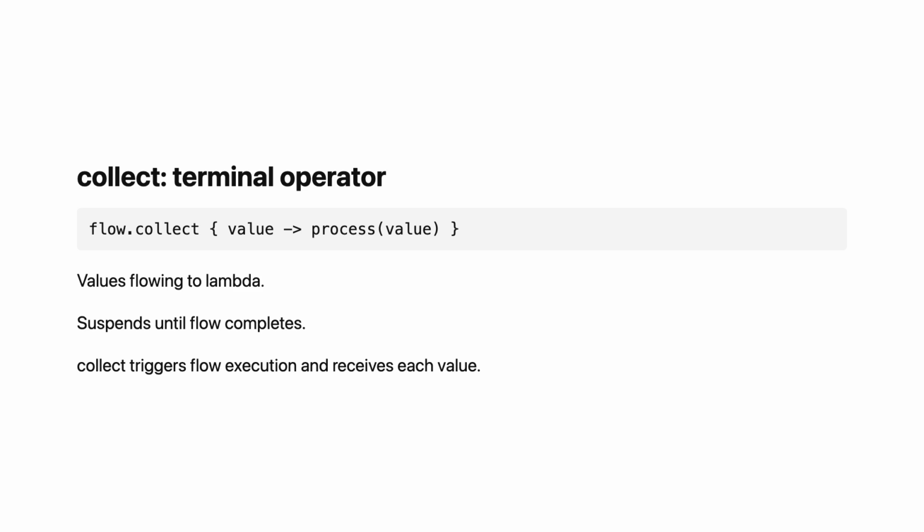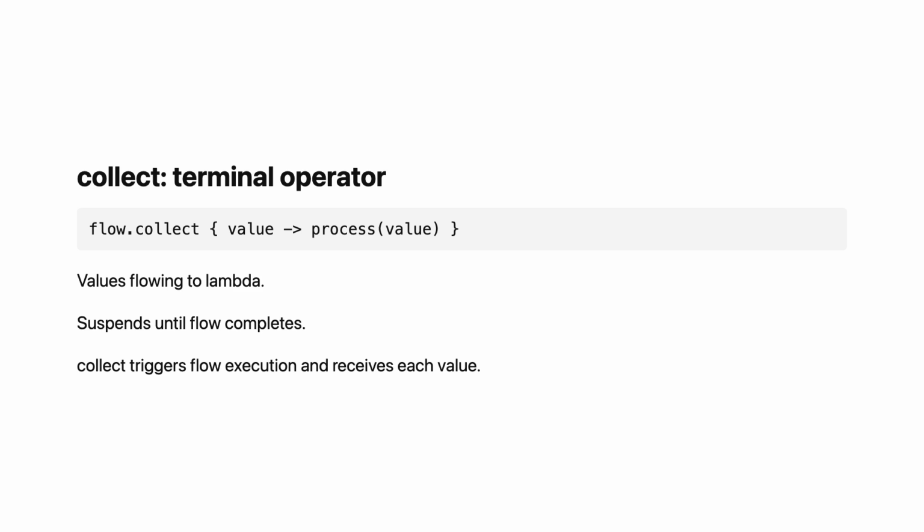Collect starts the flow and receives values. Flow.collect brace value arrow process value close brace. For each emitted value, the lambda runs. Collect is a suspend function. It suspends until the flow completes. Collect is a terminal operator. It ends the flow pipeline and triggers execution. Each collect is independent. Collect twice, the flow runs twice.